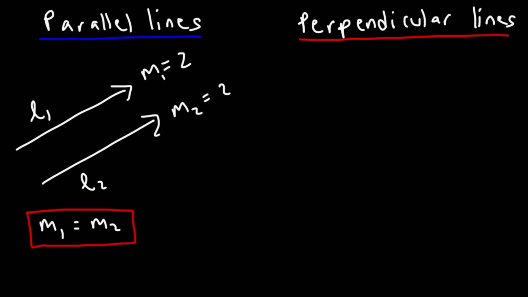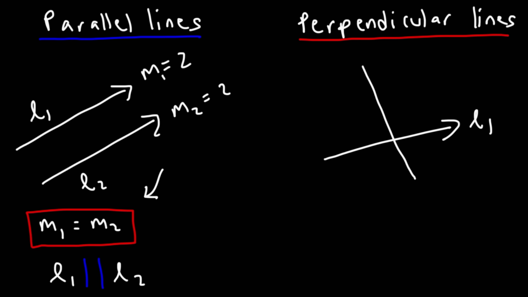You can also describe the relationship between two lines that are parallel using this symbol. If you see this double vertical line, it means that the two lines are parallel. So this is saying L1 is parallel to L2. But for linear equations, if you have a test, what you need to know is that parallel lines, they have the same slope. Now let's talk about perpendicular lines. Let's say we have this line, which we'll call L1, and then this line, L2.